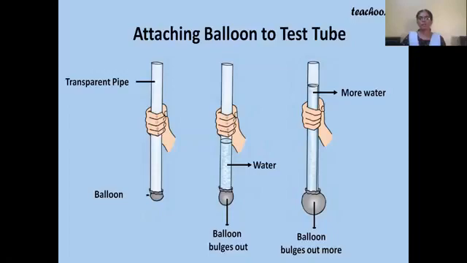If you pour more water, you can see the balloon bulges out more. That is, if the quantity of liquid is more, it exerts more pressure. Because of that, the balloon bulges more. So from this, we can understand that liquids also exert pressure.